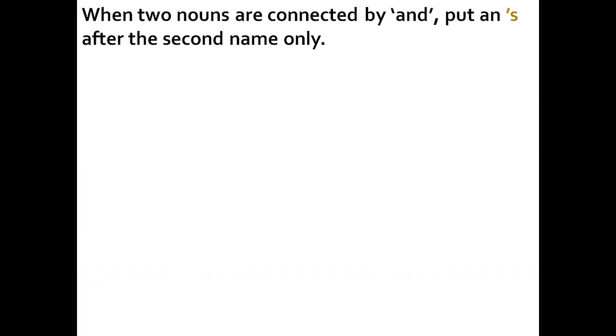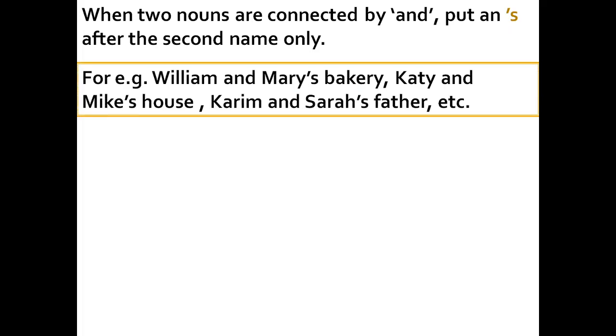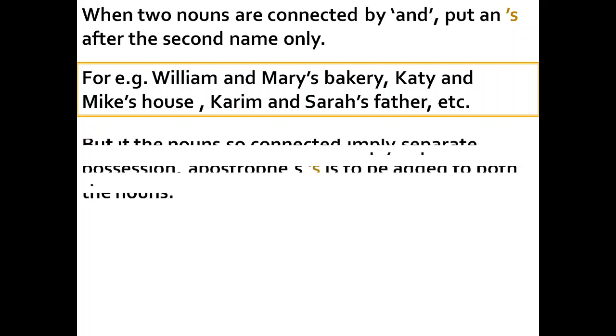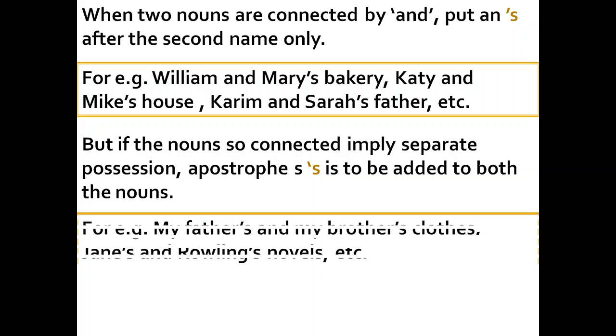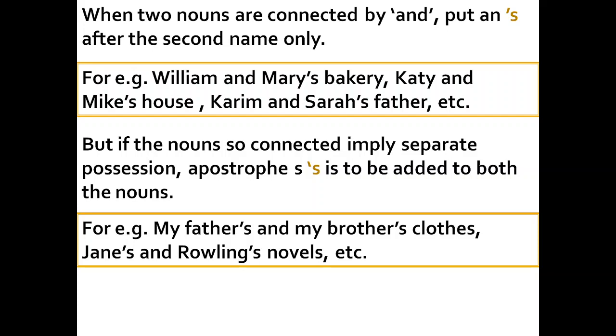When two nouns are connected by and, put an S after the second name only. For example, William and Mary's bakery, Katie and Mike's house, Kareem and Sarah's father, etc. But if the nouns so connected imply separate possession, apostrophe S is to be added to both the nouns. For example, my father's and my brother's clothes, Jane's and Rowling's novels, etc.